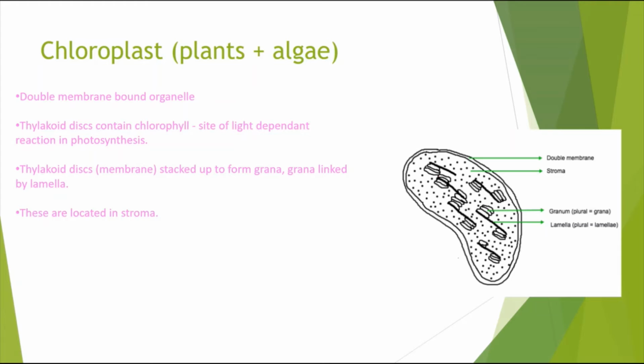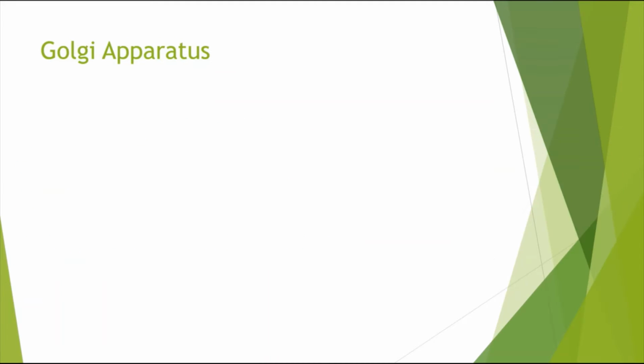And all of these things are located in the stroma. So inside the inner membrane of the chloroplast is where all of these would be included. And like the mitochondria, it contains circular DNA and ribosomes, so it can make its own enzymes needed for photosynthesis and to be able to replicate itself. So it does not need any other cell or anything else to be able to replicate.